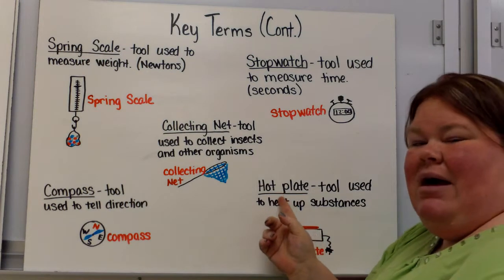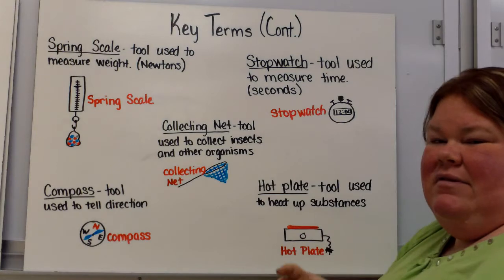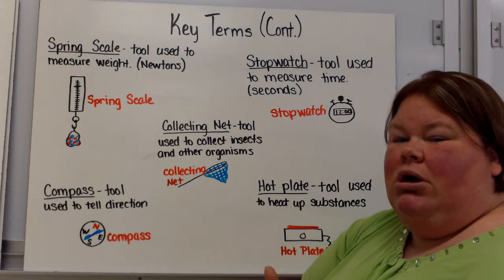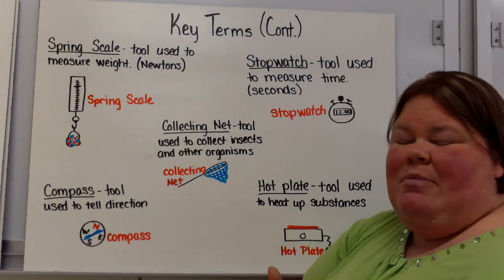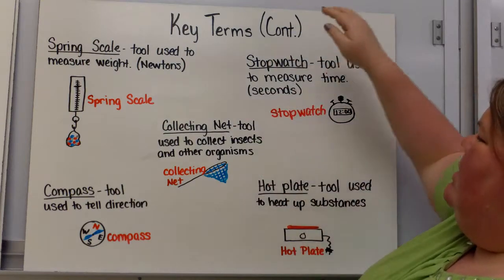Then we also have a hot plate. A hot plate is used to heat up substances, whether it's boiling water or heating up and melting maybe chocolate or a different substance that we may need.